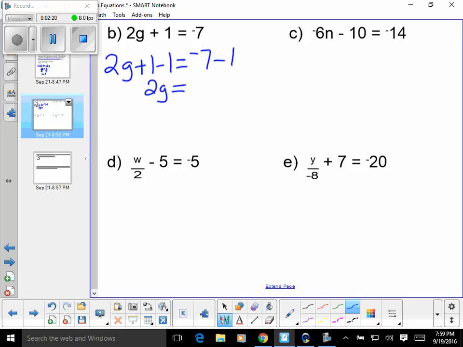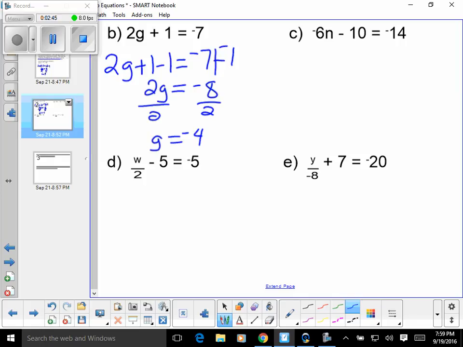Here's where I have to go back to those integer rules once again that we had in Chapter 1. Add the opposite. Negative 7 plus negative 1 is negative 8. Not finished yet, because I have to divide both sides by 2 in order to get to 1 times g, and that will be negative 4.